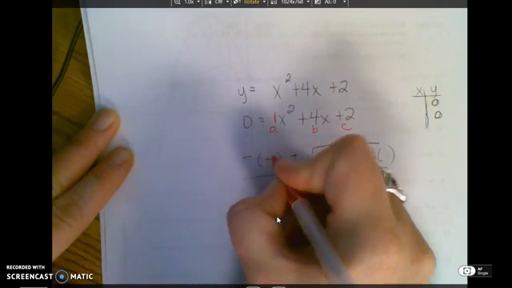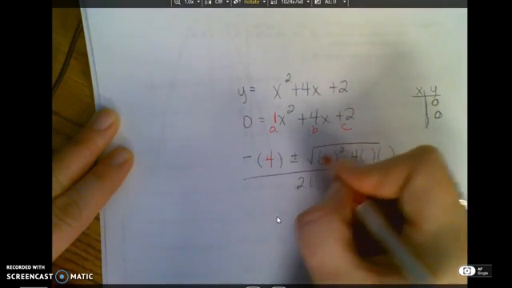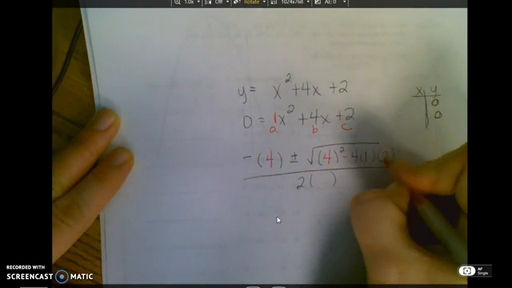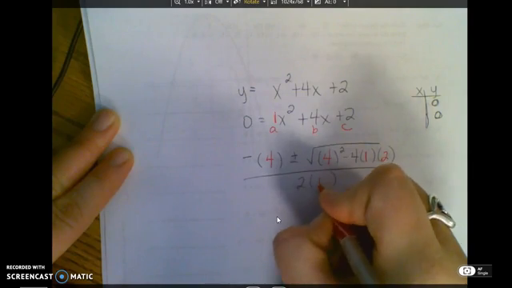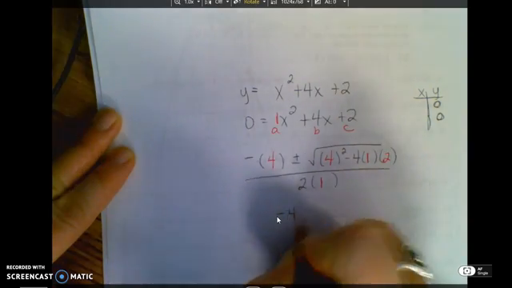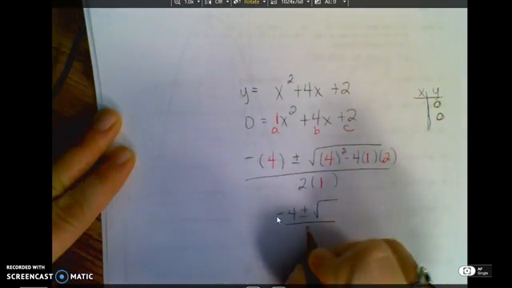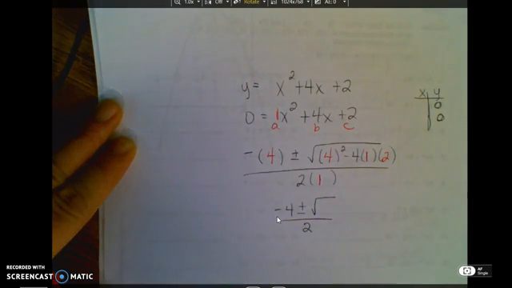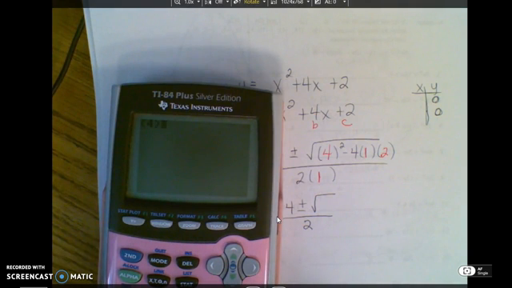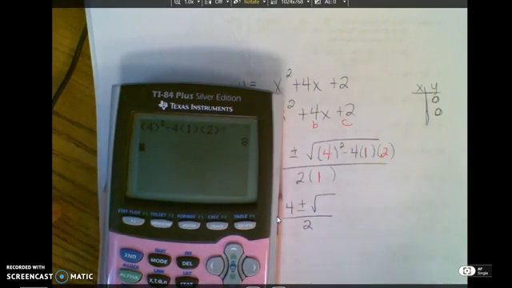Formula says negative b. B is 4. Plus or minus b squared. B is 4. Minus 4 times a times c all over 2a. Negative 4 plus or minus, and 2 times 1 is 2. Let's use our calculator to type in what's under the square root. So I got 4 squared minus 4 times 1 times 2. Again, I've typed it exactly as it's written without the square root because the square root's sitting right there.